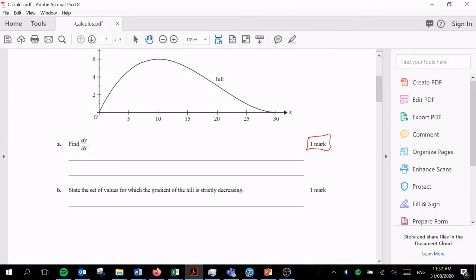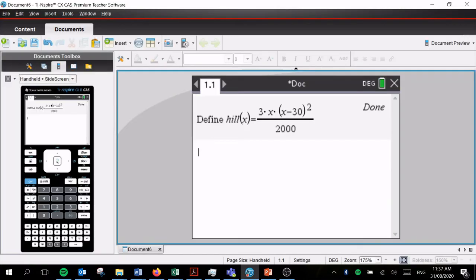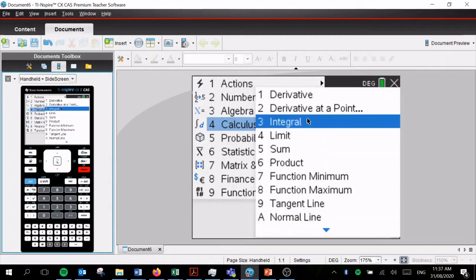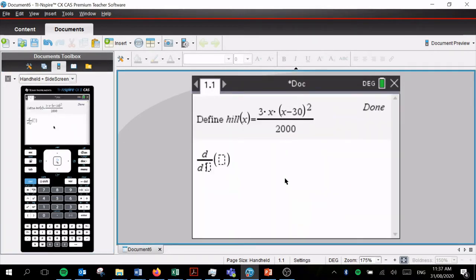So to find my function, if we go back to the question, part A is actually asking me to find dy on dx. So I need to find the gradient of this function. If I want to do that, then I just need to hit menu, then calculus, number 4, then derivative. And this will give me the function. So I'll type, I want the derivative with respect to x. So I'll put an x down here, and I'll type hill of x. And there we go. It gives me the equation.